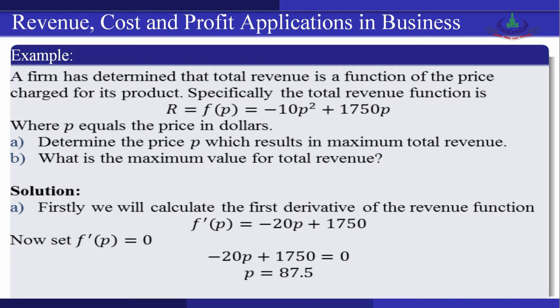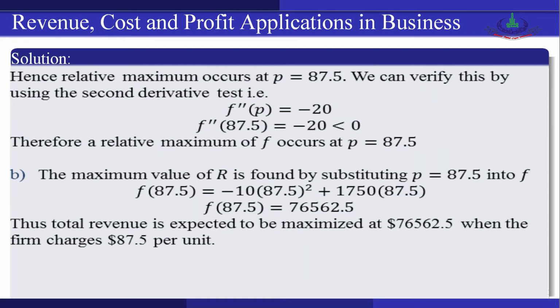Dear students, firstly we will calculate the first derivative of the revenue function, that is, f prime of p, and it is given by minus 20p plus 1750. Now we set f prime of p equal to 0. So we get minus 20p plus 1750 equal to 0, that is, p is equal to 87.5. Dear students, hence the relative maximum occurs at the point 87.5.